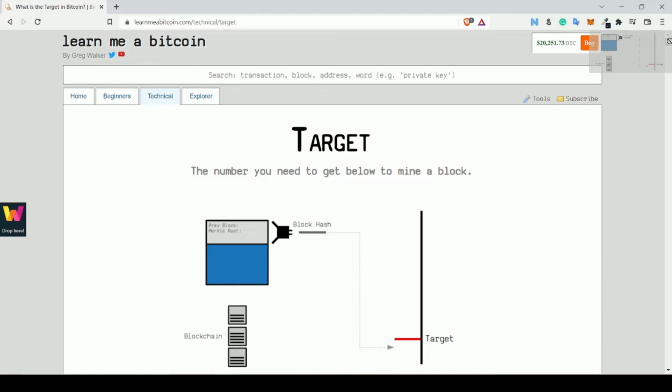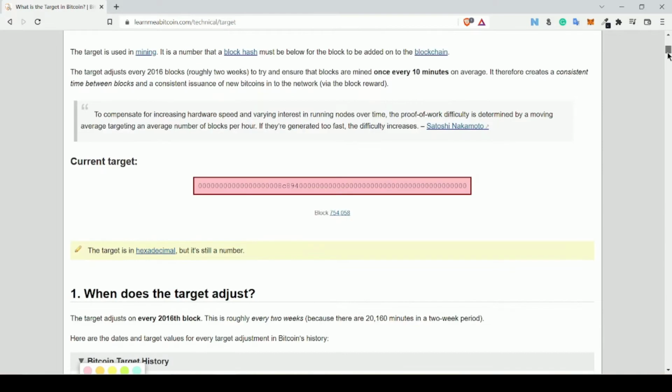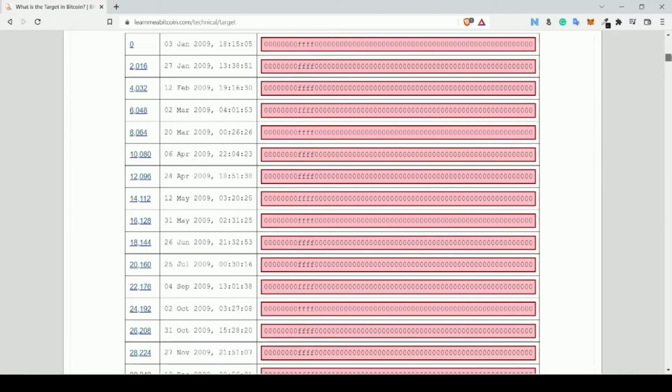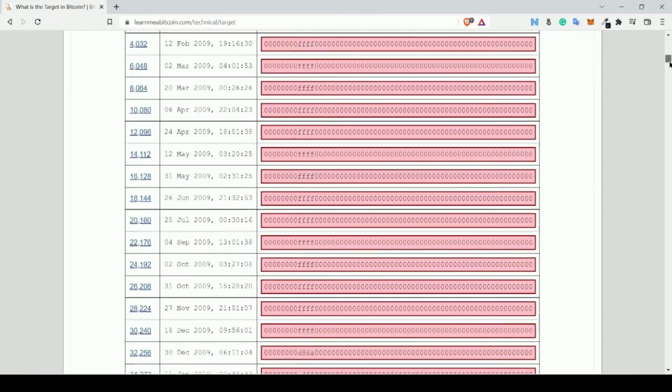So this is our target page, and in this, if you look, we have all the targets. Currently the target is this. You can see a lot of zeros are there, right? And as we discussed, the more zeros that we have, the smaller the area of finding the solution, right? In the previous video we talked about this. And this is the Bitcoin target history. You will find the Bitcoin target history under this tab, and you can see it here.